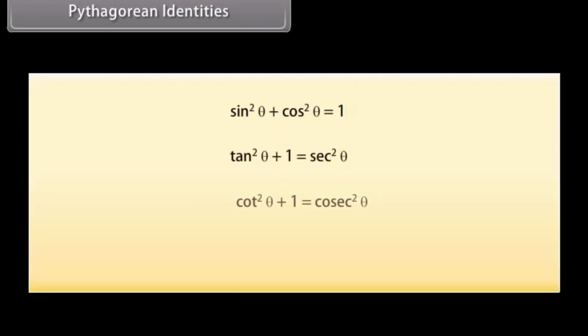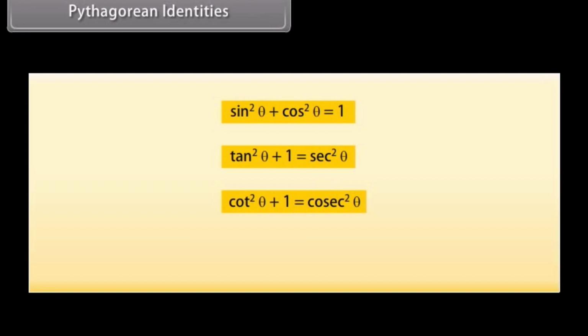Pythagorean identities. Have a look at these identities. sin² θ plus cos² θ is equal to 1. tan² θ plus 1 is equal to sec² θ. cot² θ plus 1 is equal to cosec² θ. These identities are the Pythagorean identities.